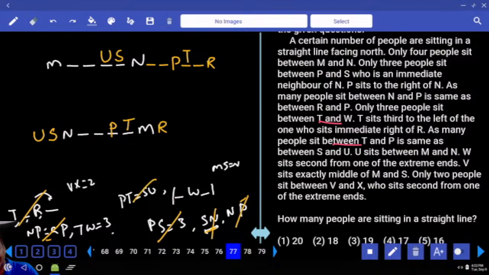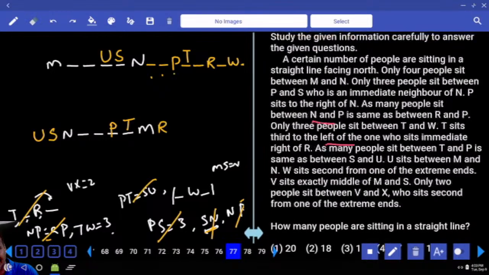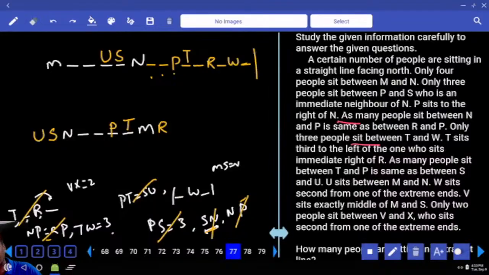Then T and W. How many people are there? 3 people. Then with 3 people, we cannot have W to the left hand side. And 1, 2, 3, W is here. W is second from one of the extreme end. W is fixed. Then next one, T and W, there are 3, 1, 2, 3, W is here. Now W is seated second from one of the extreme. Then V is exactly between M and S. Where is this V? Exactly between M and S.